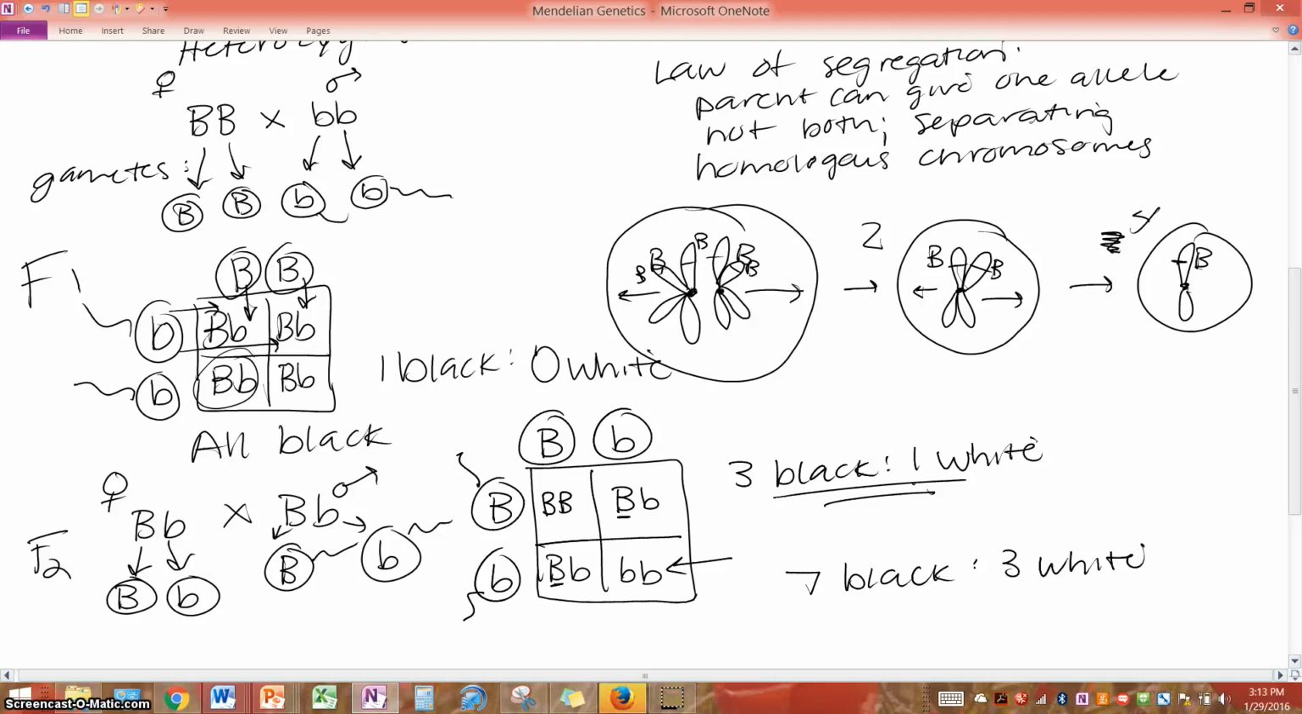Okay, so this is Mendelian inheritance, simple dominance with 1 trait. In the next video, I'm going to talk about with 2 traits. So let me know if you have any questions.